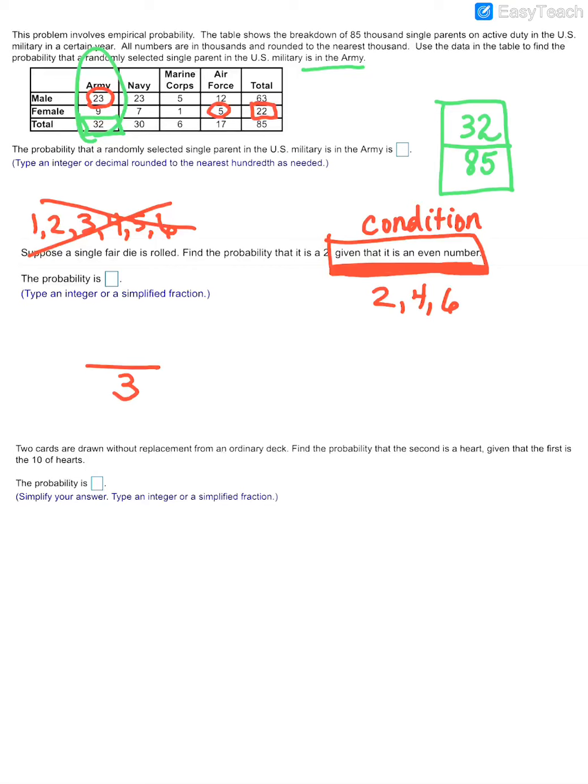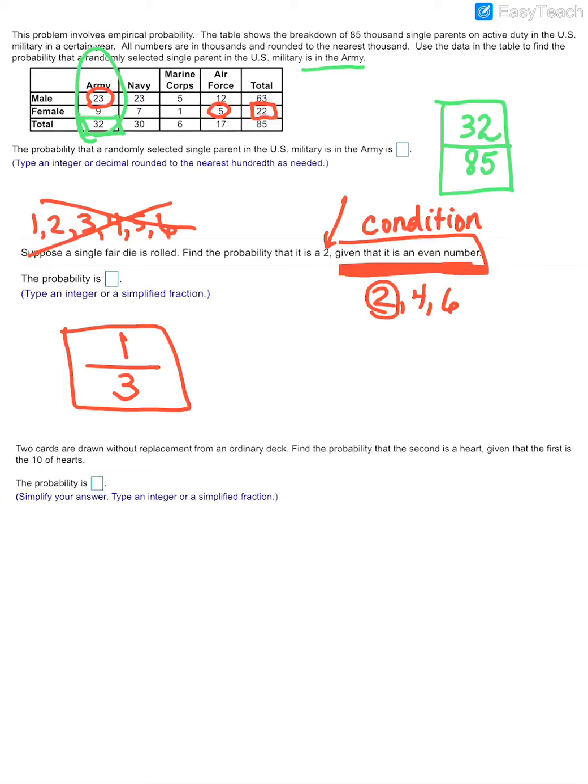Now, out of those 3 numbers, they want to know what is the probability that I would actually roll a 2. And so when I look at my sample space, the number 2 only occurs once out of 3 times.